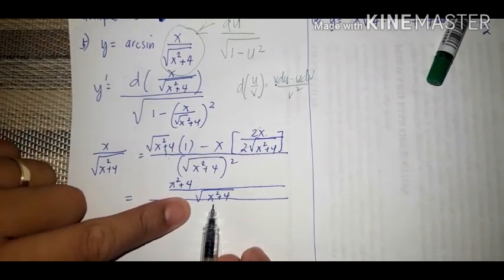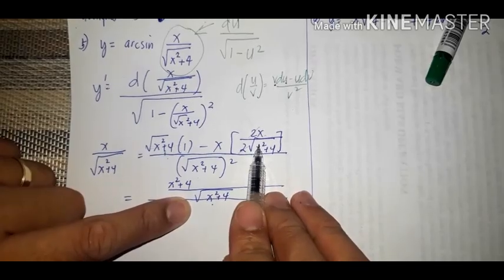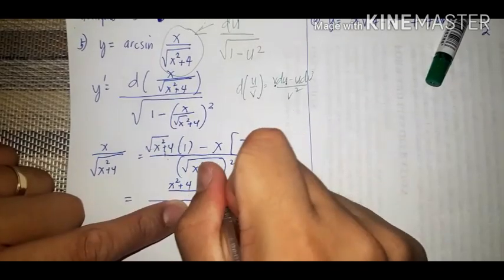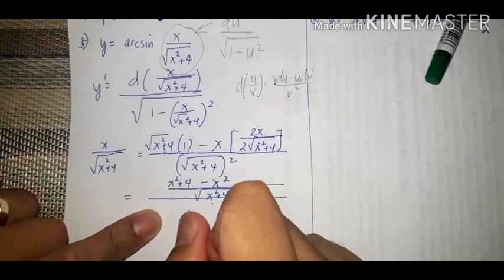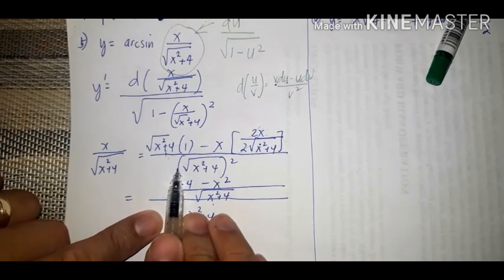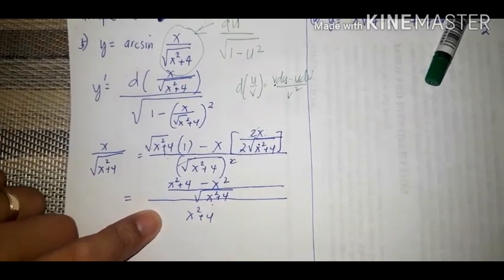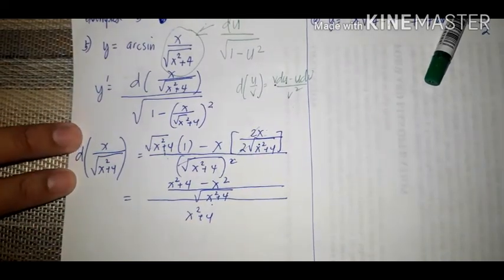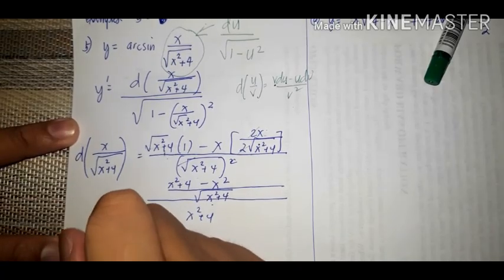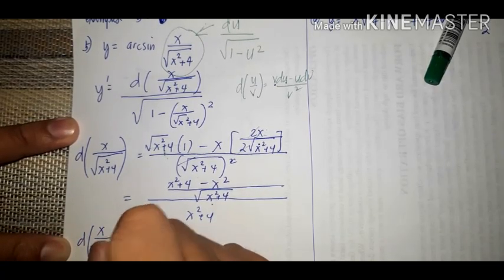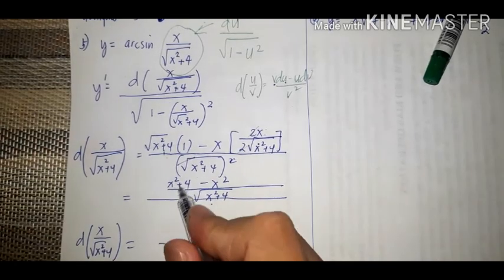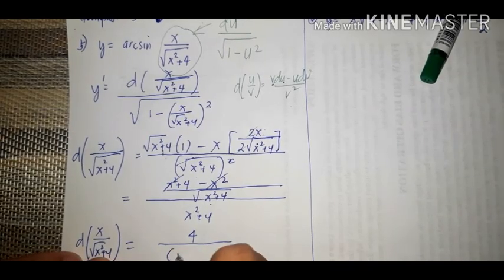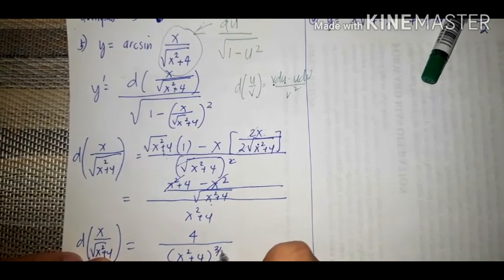So, this LCD square root of x squared plus 4 divided by square root of x squared plus 4 is 1 times negative x times x is negative x squared over x squared plus 4. Kasi yung square root na i-raise to second power, cancel ang radical. So, your derivative ni x over square root of x squared plus 4 is now equal to, this x squared cancels out. So, magiging lang siyang 4 over x squared plus 4 raised to 3 halves.